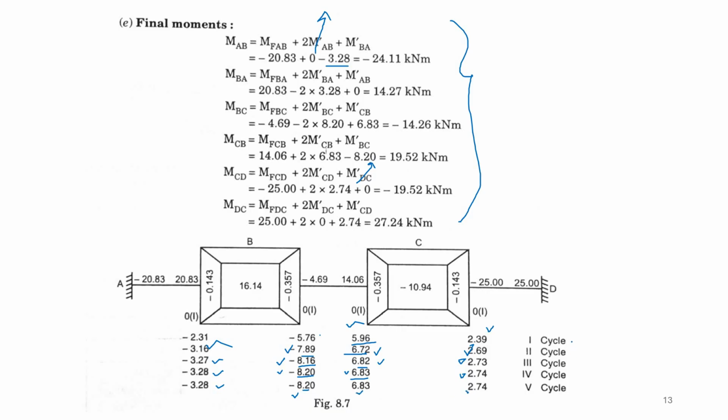So actually the author has done 5 cycles, but I stopped with the 4th cycle because consecutively we are getting the same values. So let me stop here. And these are the final moments: minus 24.11, 14.27, minus 14.26, 19.52, minus 19.52, 27.24 kilonewton. These are the final moments.